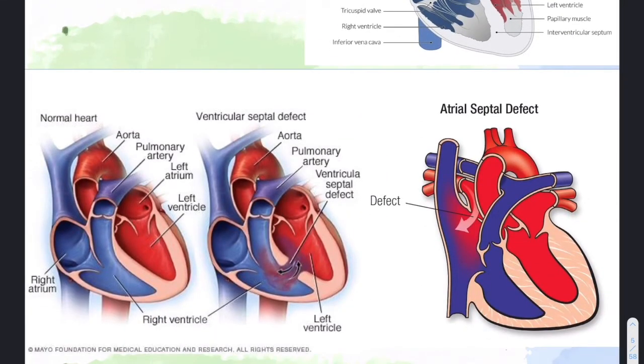So as I explained, infective endocarditis might develop on a valve or a septal defect. It could be a ventricular septal defect or an atrial septal defect. The normal heart is on the left side. You can see it here. There is a ventricular septal defect where there is a defect in the septum between the two ventricles, and if it is between the two atria, it's an atrial septal defect.